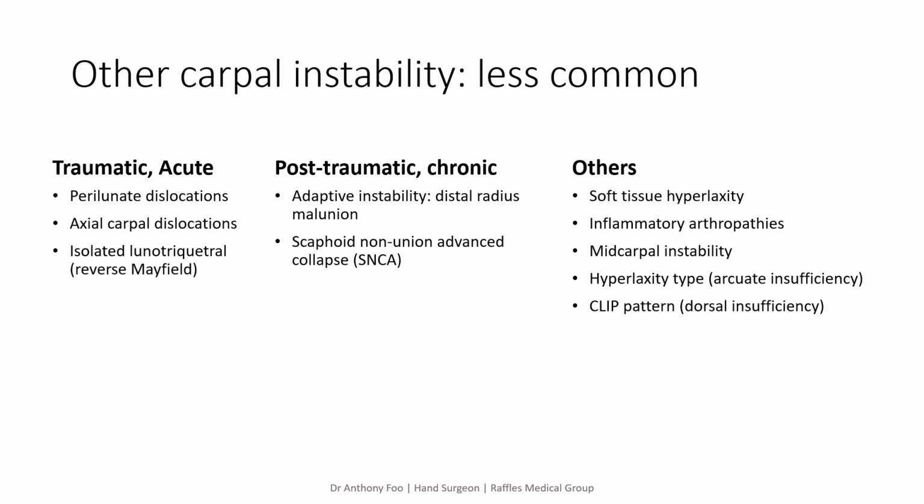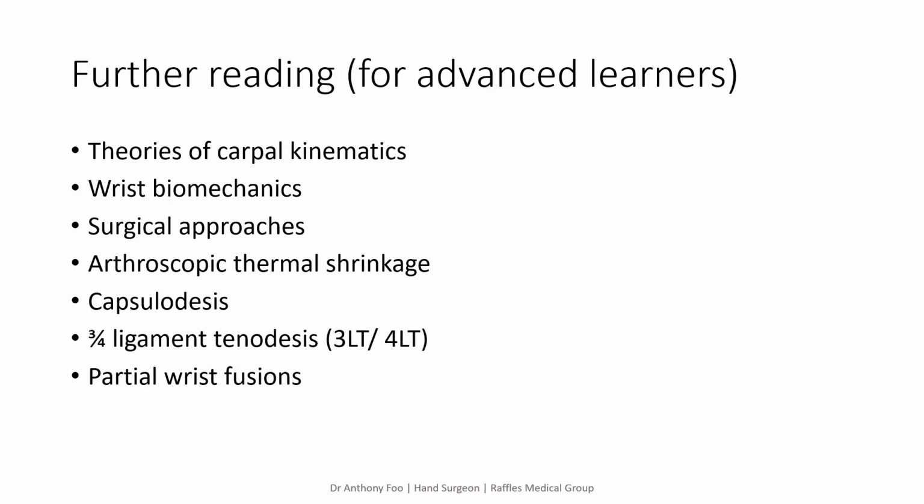These are more esoteric compared to scapholunate instability, but worth a read for those of you who are interested to know a bit more about these conditions. For advanced learners, this supplementary reading might augment your knowledge and understanding of carpal instability. It would be good to understand the various theories of carpal kinematics, kinematics being how the wrist actually moves, wrist biomechanics, and the loading patterns of the wrist. I did not bore you with all the details of biomechanical studies around the wrist today, because that would dilute the learning of concepts.